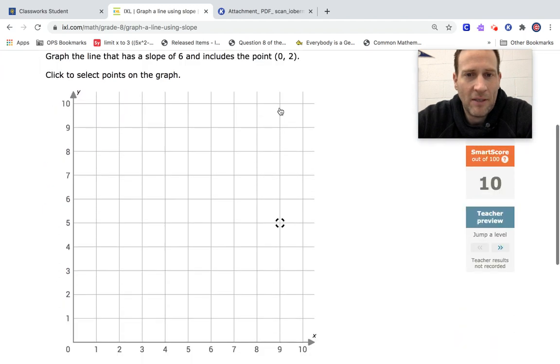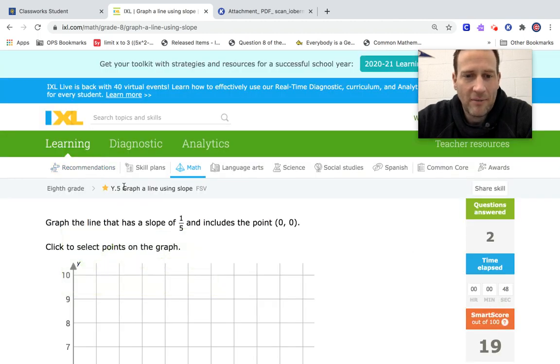You do the same thing here. You're going to start at 0, 2. So 0, 2. And then your slope is 6. So that's 6 in the y direction. So that takes you up to 8. And then over 1. So up 6 for every 1 x. And then you can see you've got your point there. So we started here at 0, 2. We went up 6 and over 1. And then we have our answer.